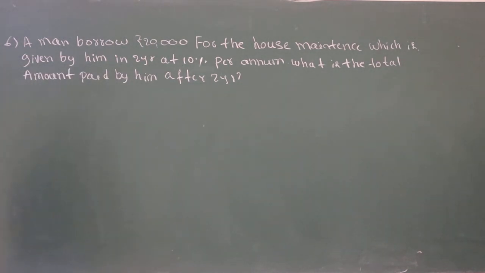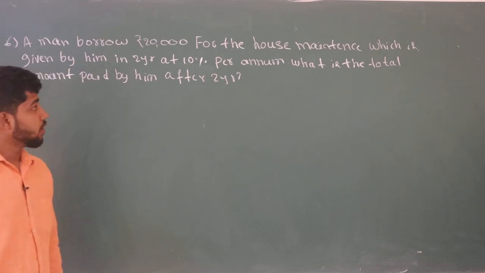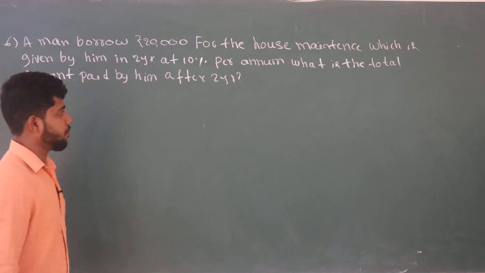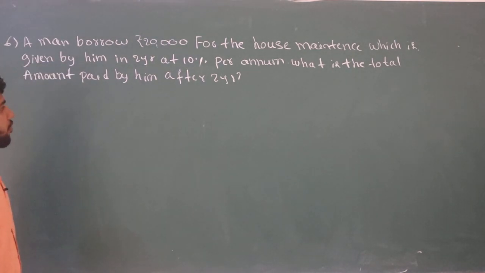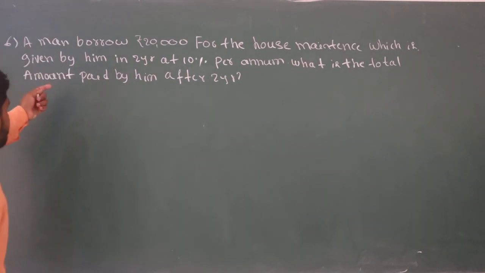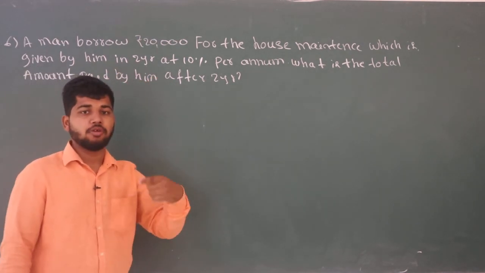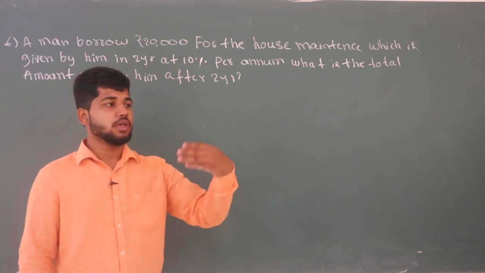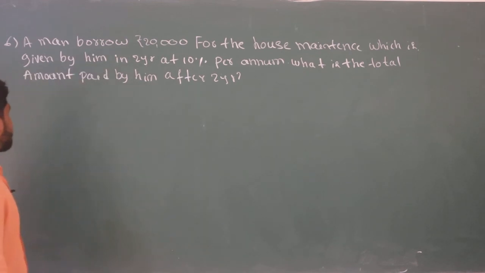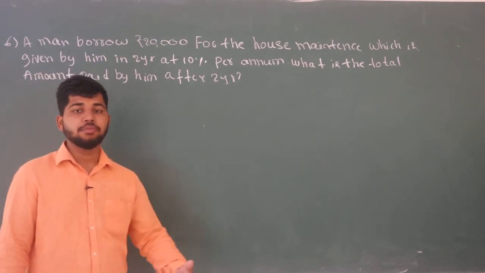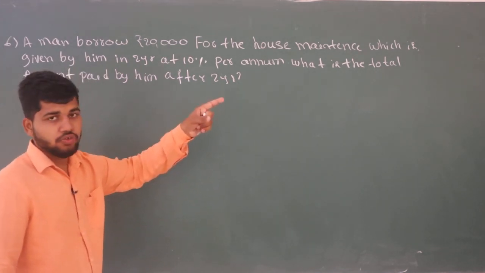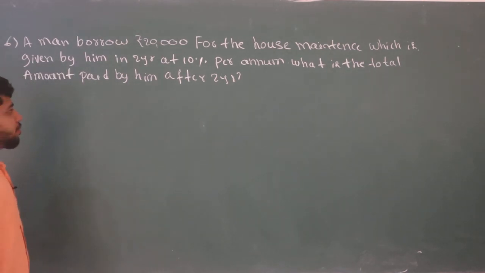A man borrows rupees 20,000 for house maintenance, which is to be repaid by him in 2 years at the rate of 10% per annum. What is the total amount paid by him after 2 years? What is the question here? A man borrows 20,000 rupees from others to maintain the house, to be repaid in 2 years at the rate of interest of 10% per annum. They ask us to find the total amount paid by him after 2 years.